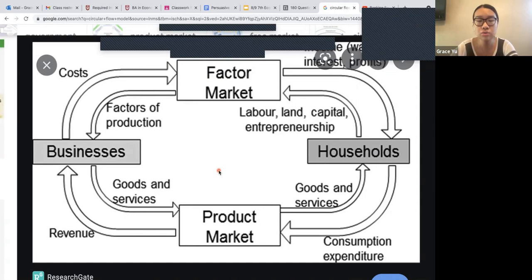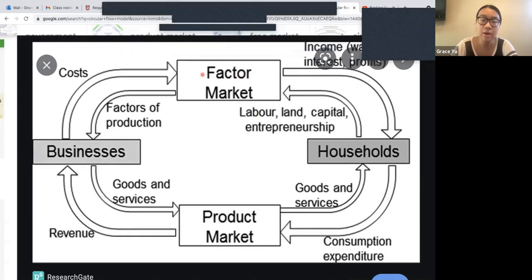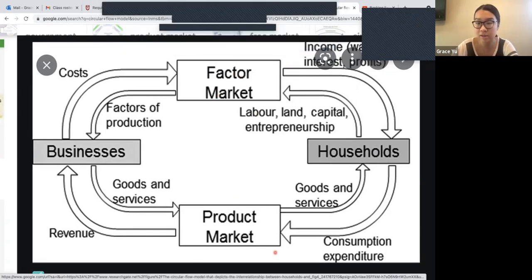And so we have two different markets that we're going to talk about, which in this case is the factor market, as you can see here, and then the product market. And I think the factor market is also called the labor market, but I might be wrong. And so there are two markets that we're going to be dealing with.